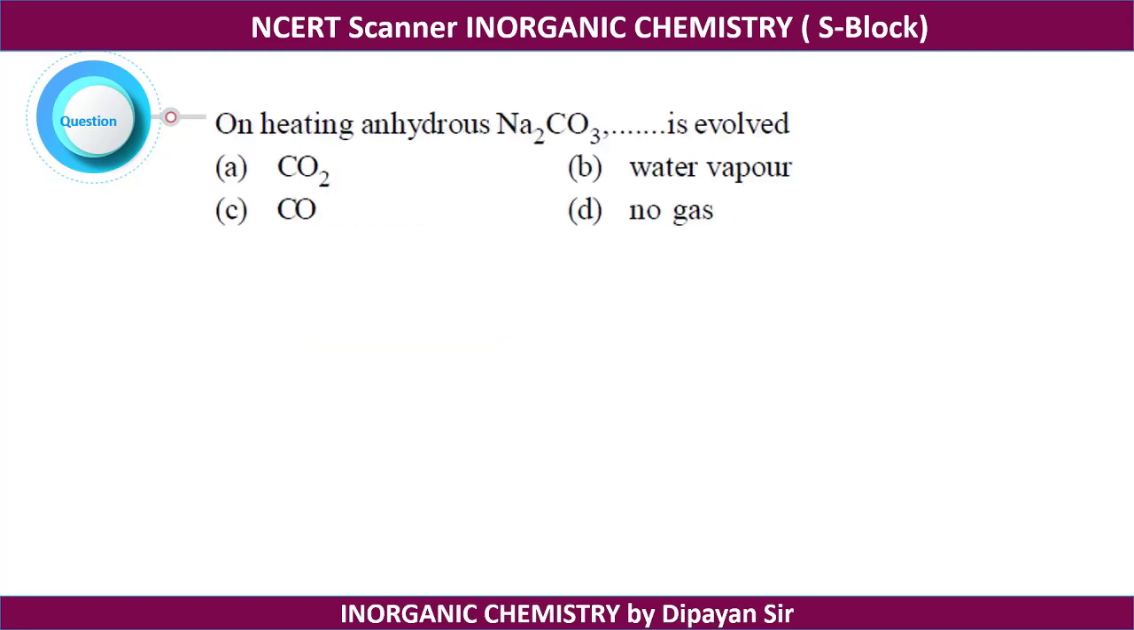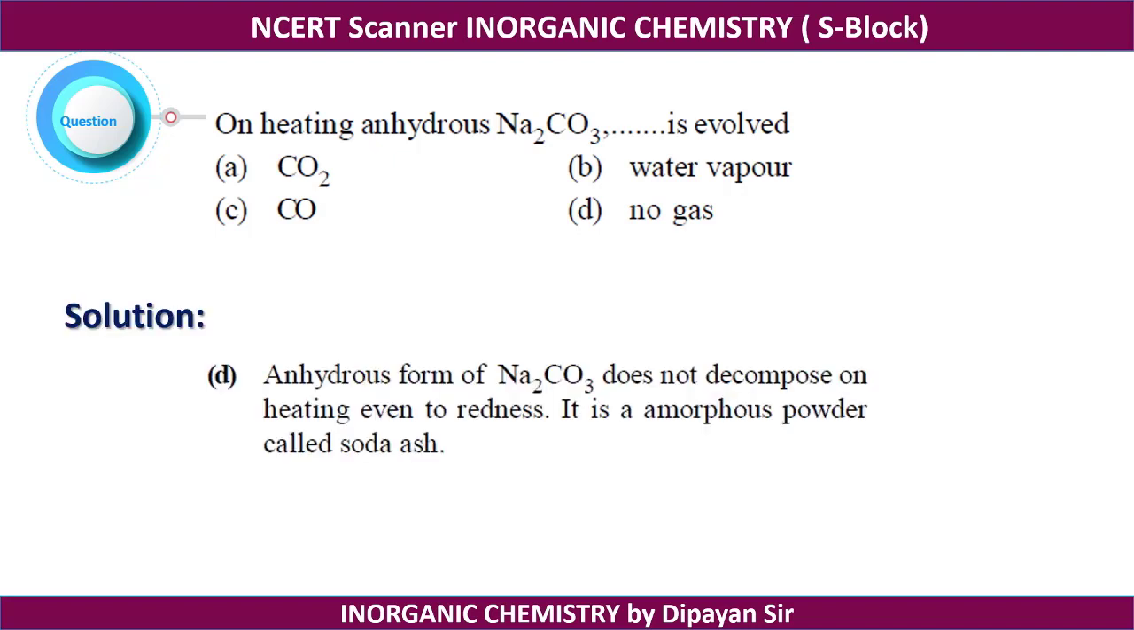Question number 14, on heating anhydrous Na2CO3, what is evolved, and we have four options: CO2, water vapor, CO and no gas. The correct option for this question is option D, because Na2CO3 is highly thermally stable. On heating it will not be dissociated, so there will be no gas evolved in this case.